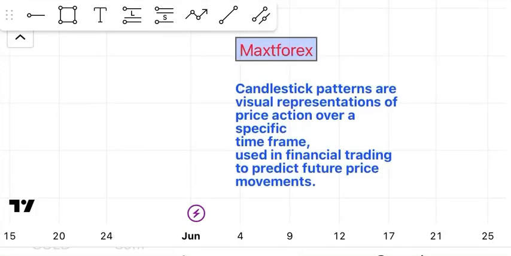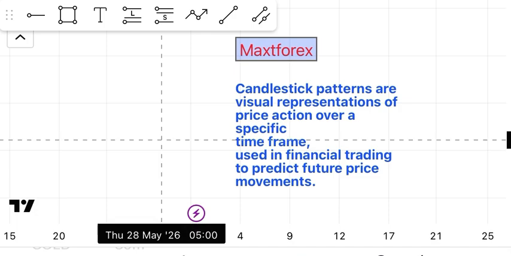Welcome to another episode of Candlestick Pattern. So today we're going to be talking about candlesticks and how they work in the market. I'll be explaining diverse candlesticks and their uses in the market. So let's dive in on what is a candlestick.